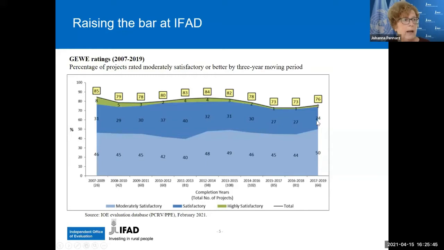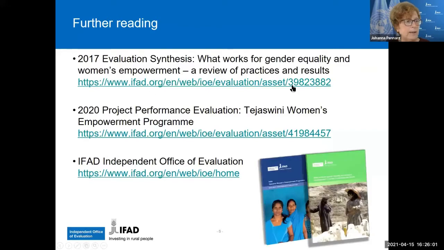So it's a relatively smaller number. At the same time, of course, the moderately satisfactory ratings went up. So altogether, IFAD is still doing okay, but it could do more to support gender transformative results. So these are the 2 publications I've presented. You can all find them on the website of the IFAD Independent Office of Evaluation.